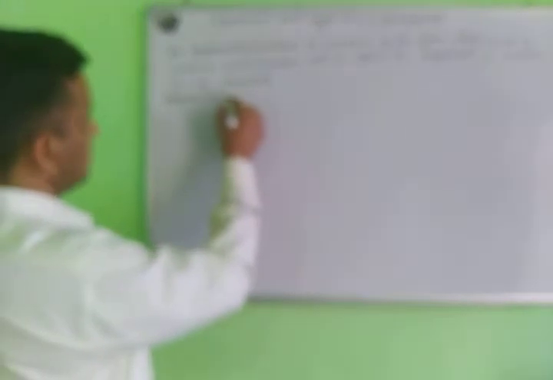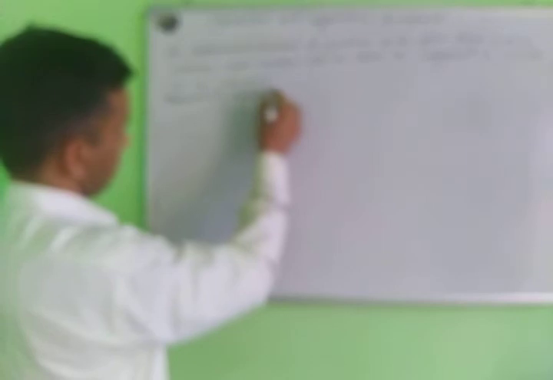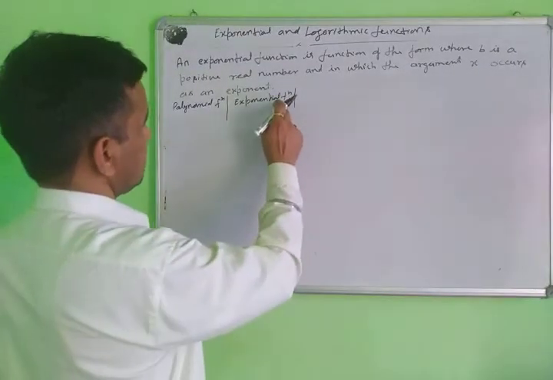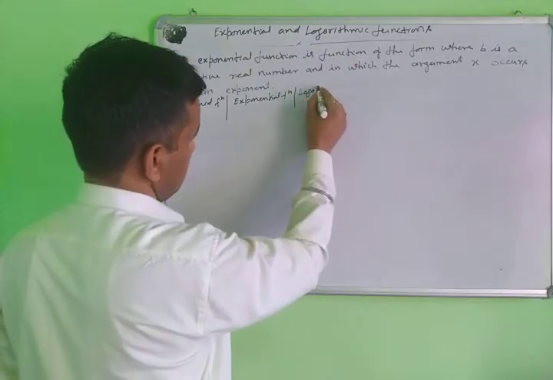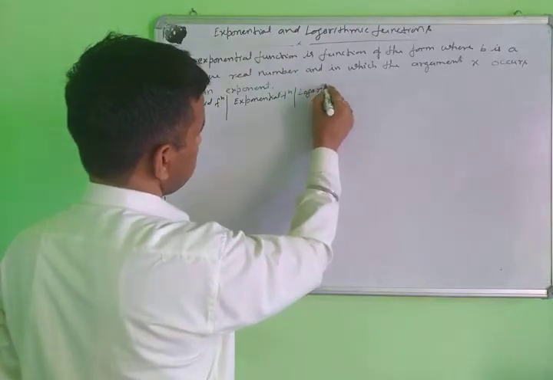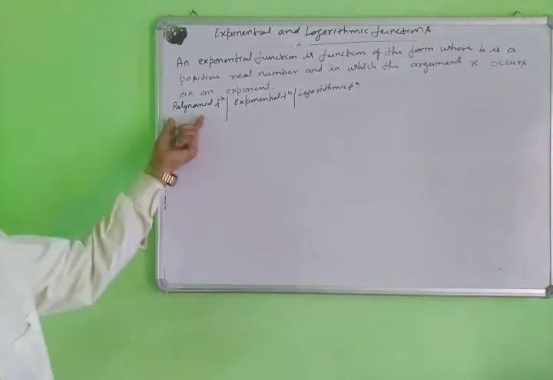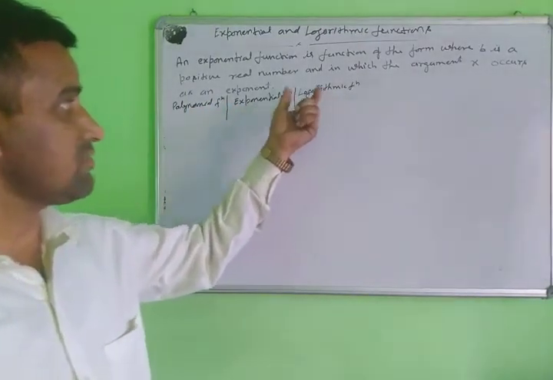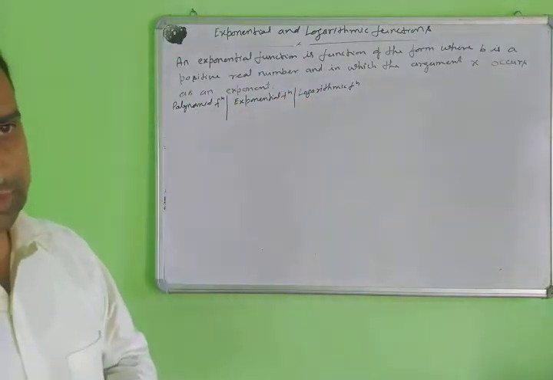This is the short form of the function. Next I will discuss the exponential function, then we will discuss the logarithmic function. There are three functions here: polynomial function, exponential function and logarithmic function. The logarithmic function I will discuss last. First we will discuss the polynomial and exponential functions.